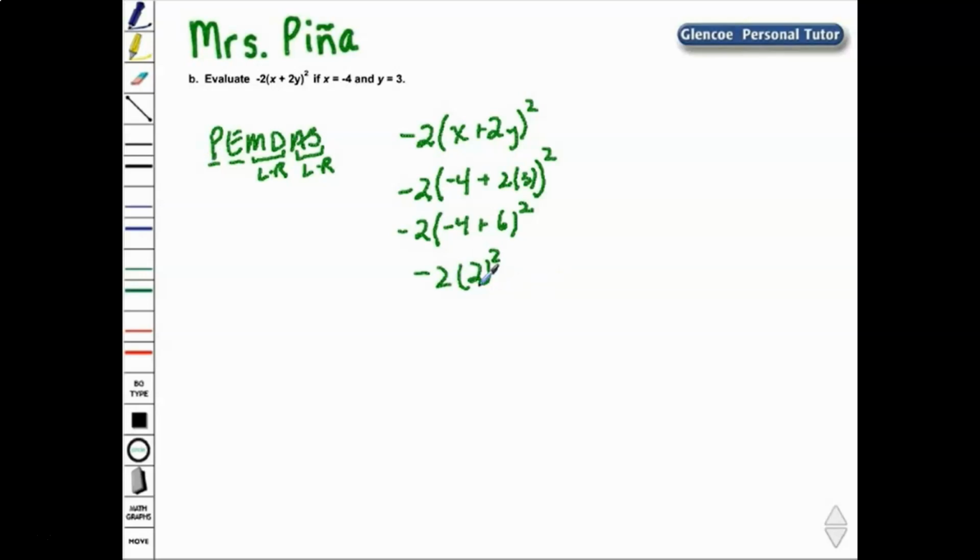The next part, I can't simplify in the parentheses. I'm moving to the next step, which is exponents. That means I'm going to take this 2 squared. 2 squared means take 2 and multiply it twice, so you get 4. This -2 stays, 2 squared is 4, and those are being multiplied. -2 times 4 is -8, so your final solution is -8.